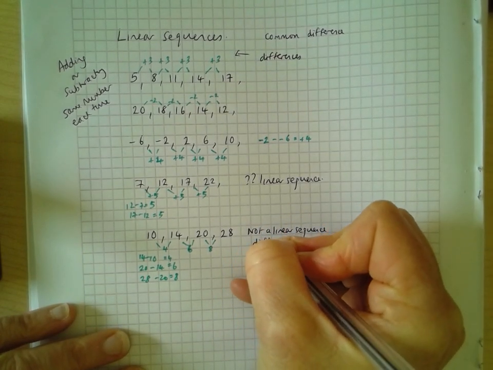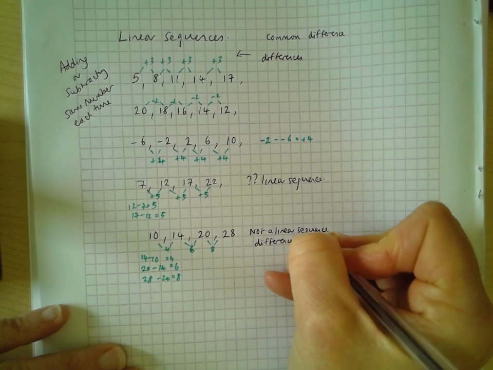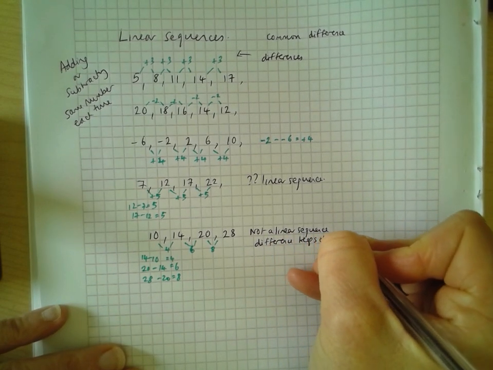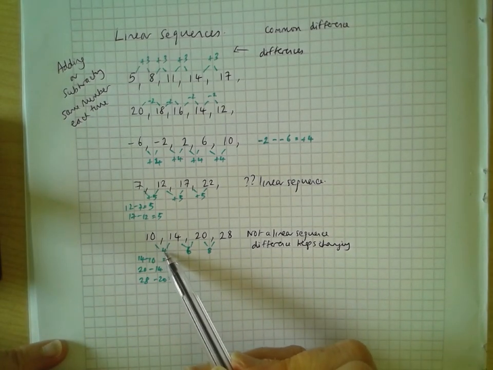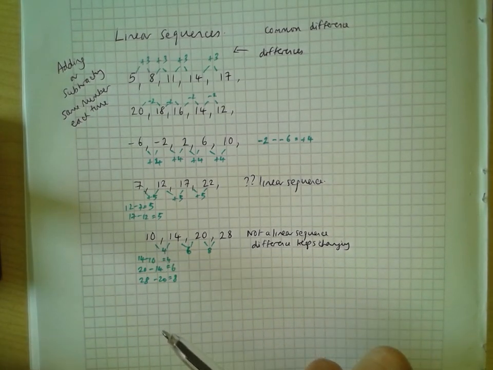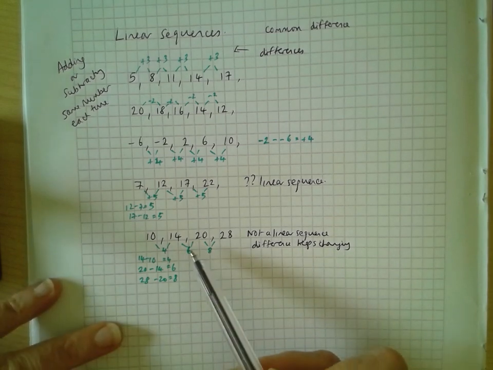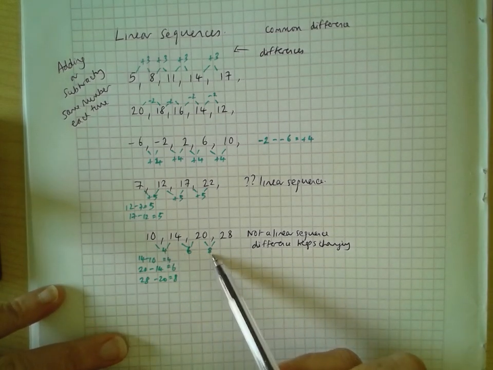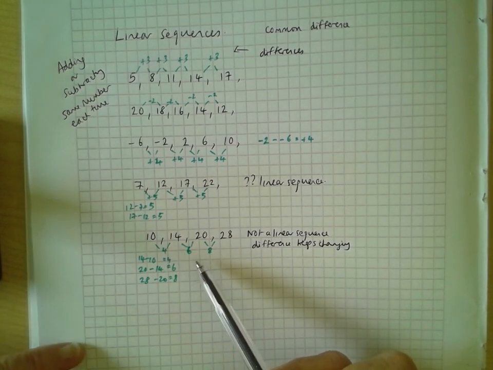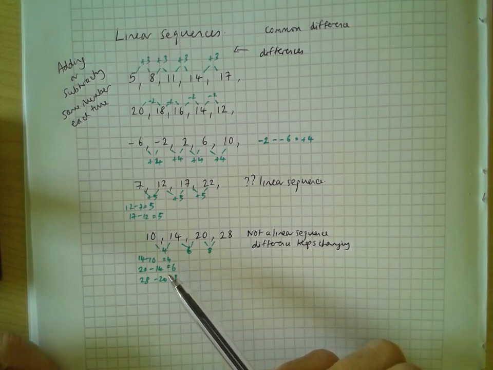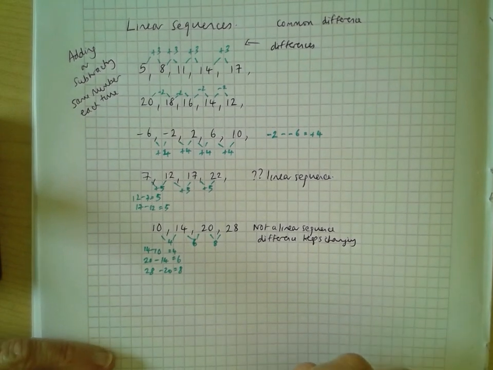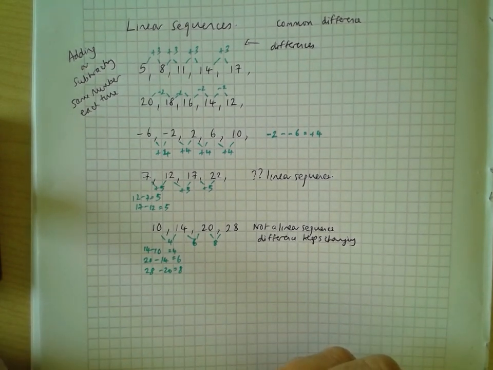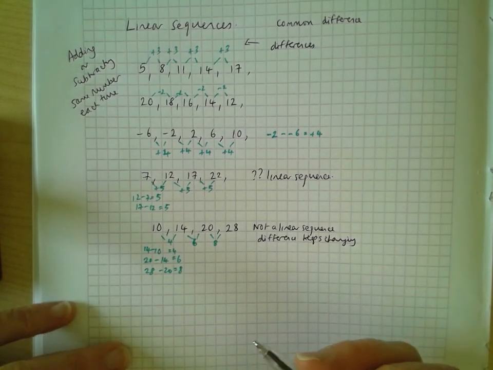Now, what we'll find out later on is that hopefully you've seen here there's actually a pattern or a sequence in the differences: 4, 6, 8. Where there's a sequence in the differences, that's another type of sequence called a quadratic sequence, which of course quadratic is a word you've heard before. Anyway, so that's the first thing. That's what a linear sequence is, where there's a difference that's the same each time.